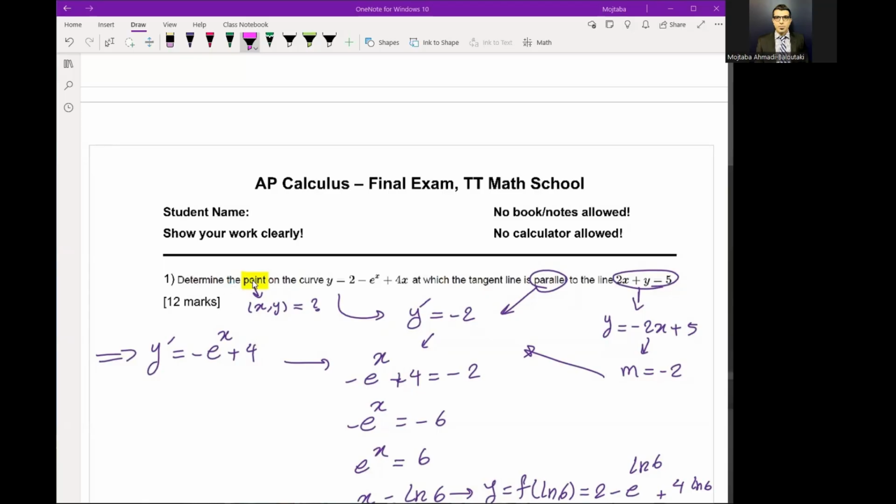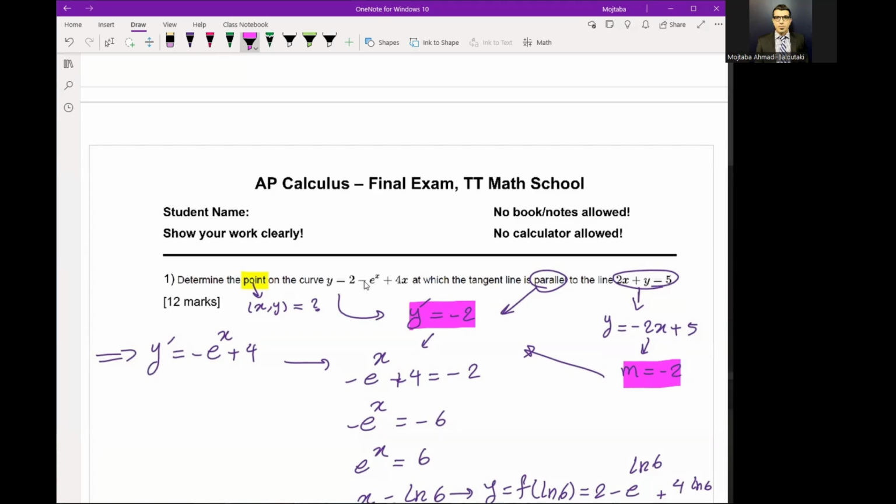Question one. Determine the point on the curve at which the tangent line is parallel to this line. First, we need to find the slope of this line. If you write it in this format, then the slope would be -2, right? Because these two lines need to be parallel, their slope needs to be the same. So we need y prime to be equal to -2. We can find y prime from here.